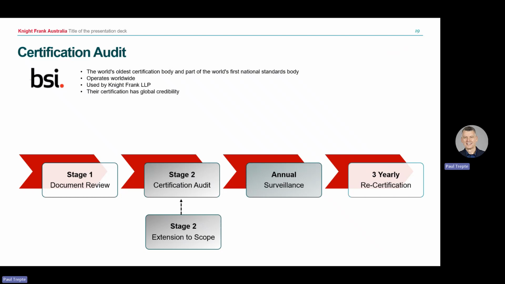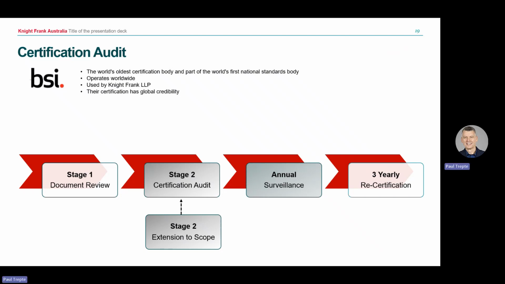And for me, the most important thing is that certification has global credibility. Whereas if we go to some of the smaller certification bodies within Australia or indeed any other country, they don't have that gravitas, that international global credibility.